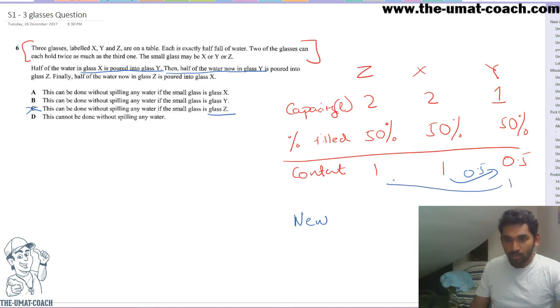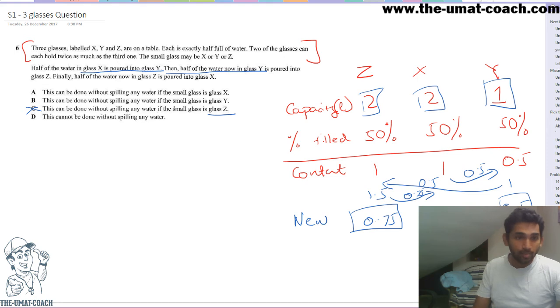From 1 over here, that's 0.5 taken. You're left with 1.5. And you're left with 0.5 here. So from this back to X, it's 0.75. And you're left with 0.75 here, and 1.75 is the new amount. So as you can see, 0.75 goes into 2, 1.75 goes into 2, and 0.5 goes into 1. So this can be done without spilling any water if the small glass is Y. So the answer is B.